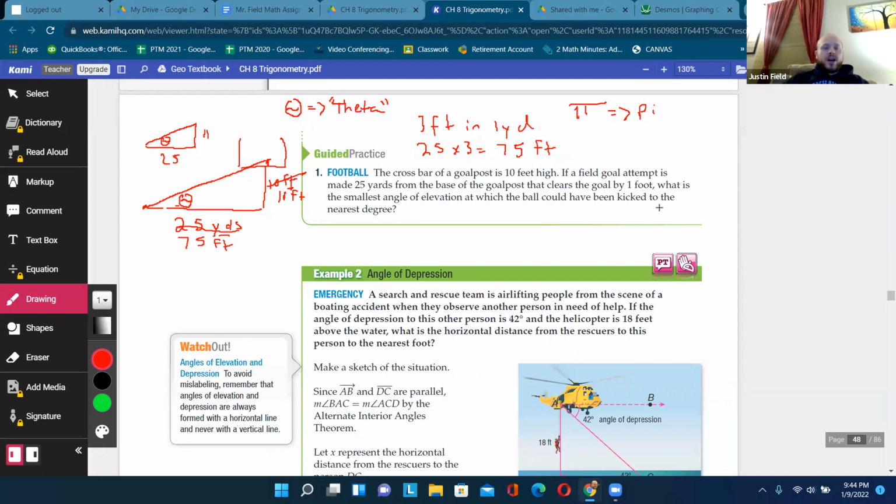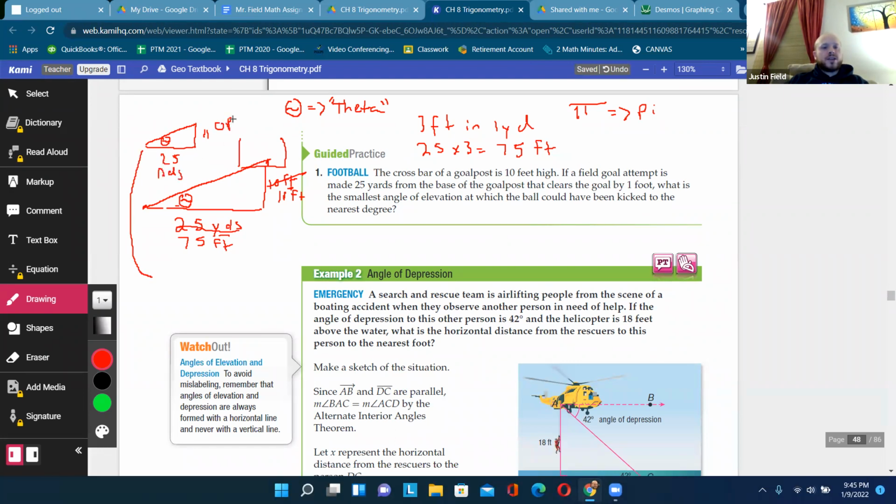So now that we have the triangle right here, and we want to know theta here, what we've got to do is figure out the trig ratio. So we have the opposite side and we have the adjacent side. Which ratio connects opposite and adjacent? That would be tangent. So opposite is 11 over adjacent 25. And so when we don't have the angle measure, what we do is we use inverse trig.